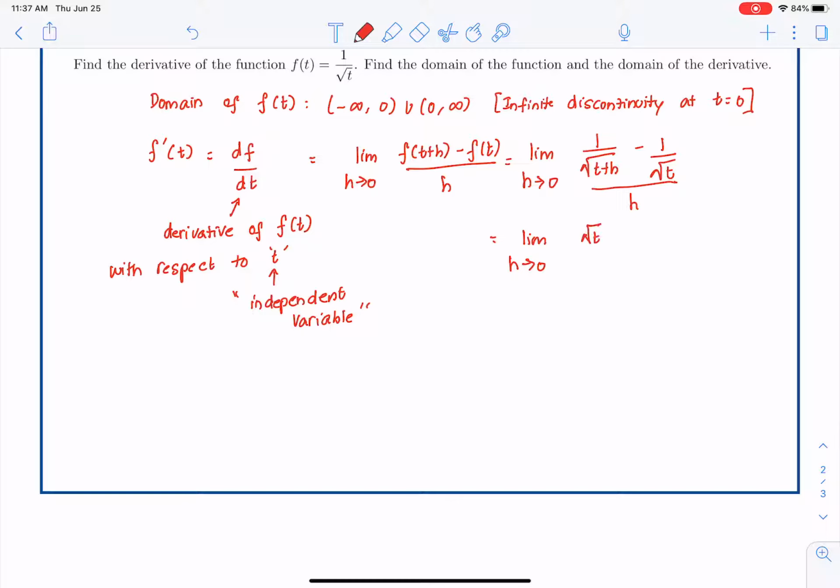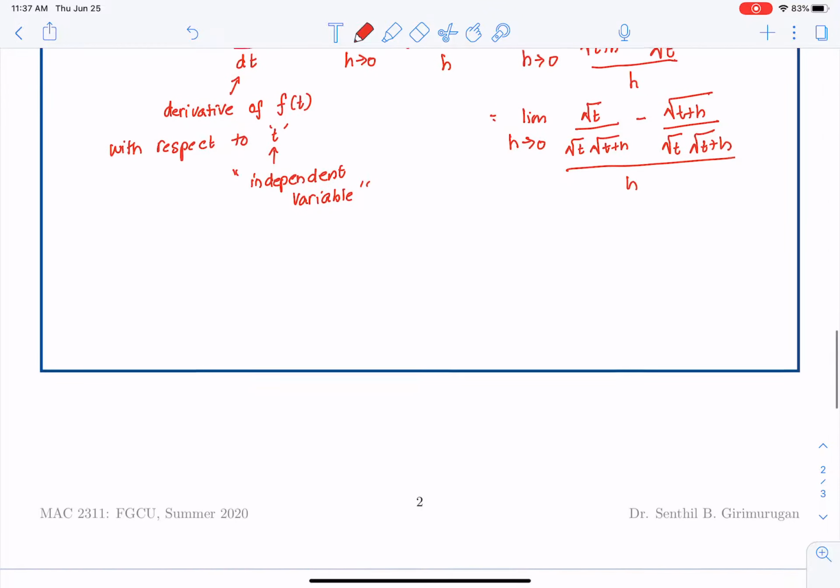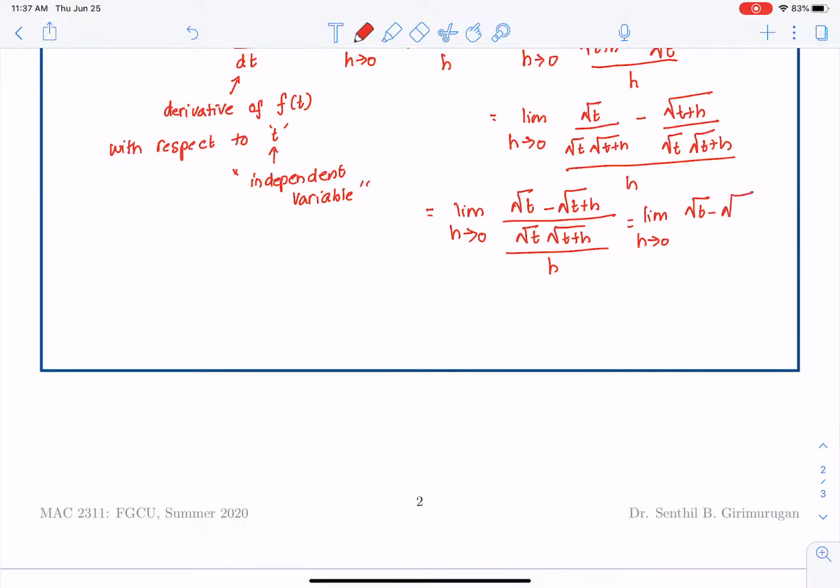So I'm going to multiply and divide by square root of t there. I'm going to multiply and divide by square root of t plus h there. And divide the entire thing by h. So we have a common denominator, so we can combine the numerators and write it as square root of t minus square root of t plus h, divided by square root of t times square root of t plus h, over h. Now if we flip and multiply, we end up having square root of t minus square root of t plus h, divided by h times square root of t times square root of t plus h.